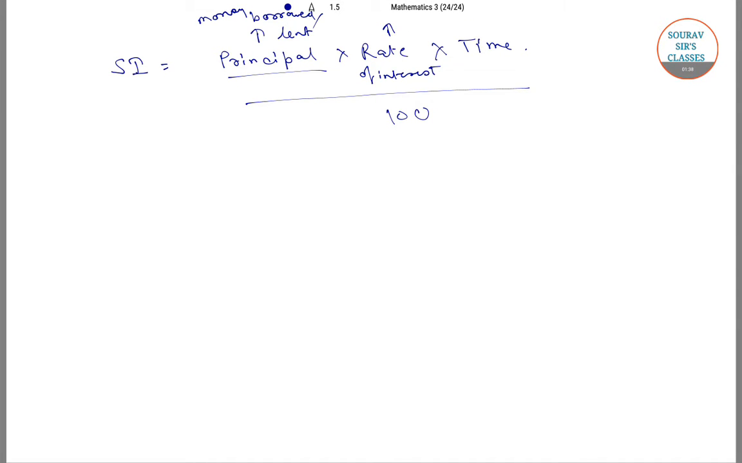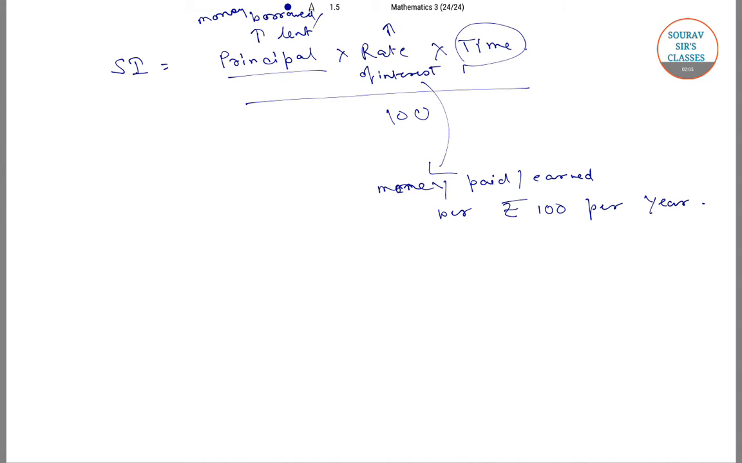Rate of interest is the money earned or paid per rupees 100 per year. And time is the time for which the money is lent or borrowed. And the amount is equal to the total amount of money gained or to be given after a certain number of years, where amount is equal to principal plus interest.